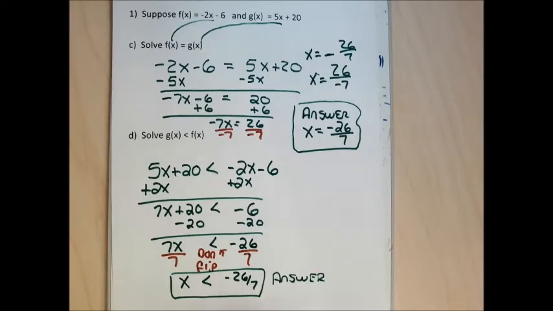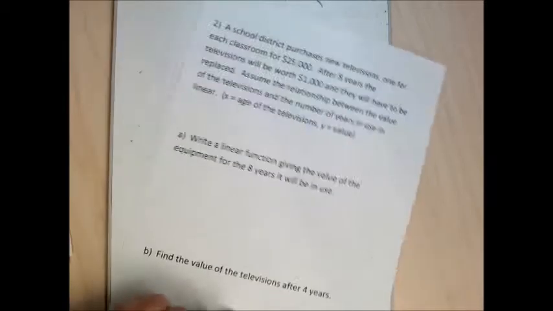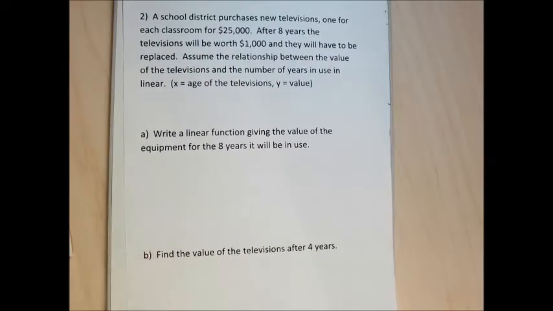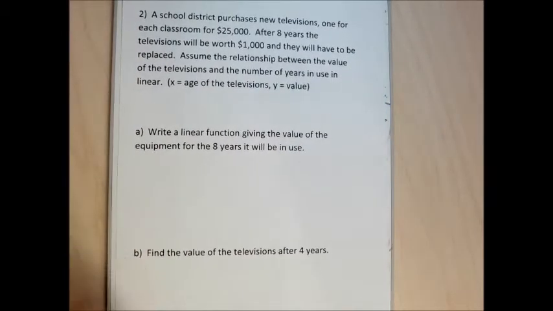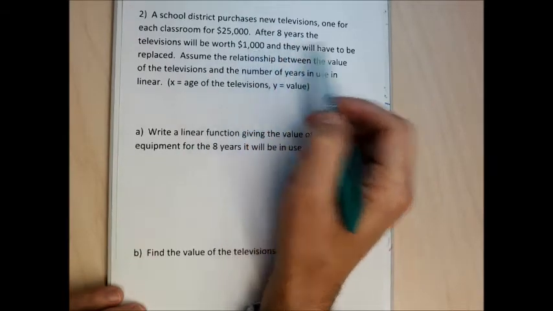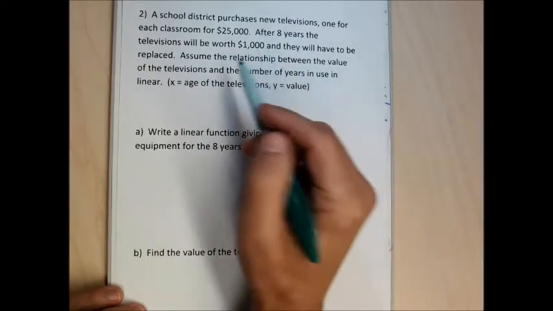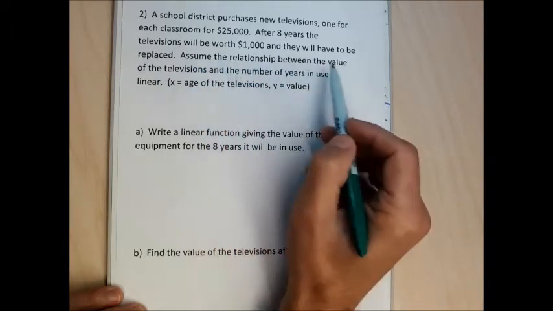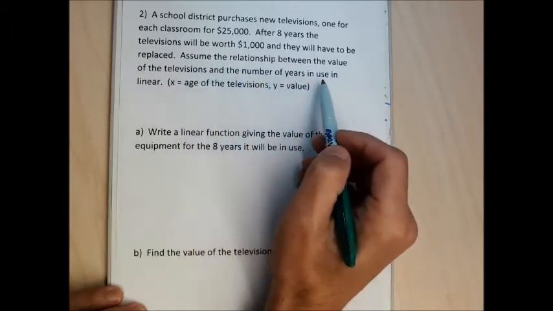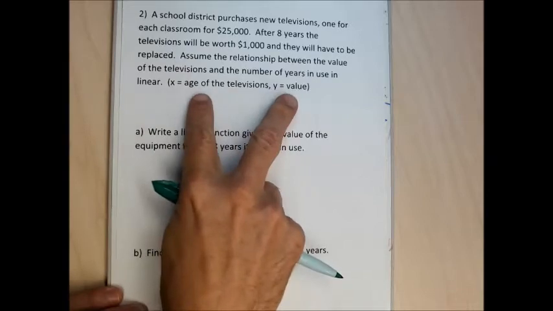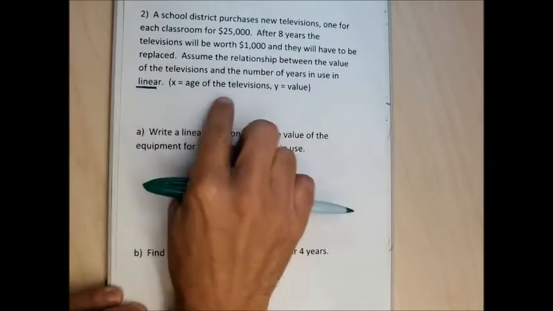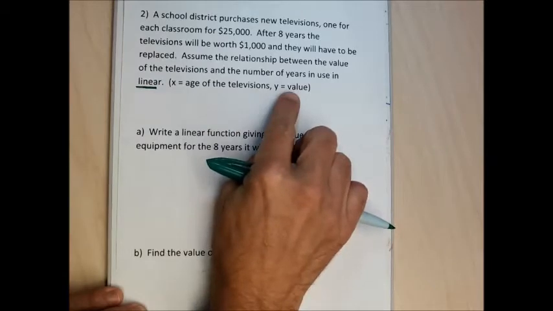The next few problems are word problems, and they're not the worst word problems, and they should be exactly like the word problems we did earlier in the section. So problem 2 talks about a school district purchasing new televisions, one for each classroom, for $25,000. It says after 8 years the televisions will be worth $1,000 and have to be replaced. And then the important comment: assume the relationship between the value of the television and the number of years in use is linear. And then it tells me parenthetically, let X be the age of the televisions and let Y be what the televisions are worth.